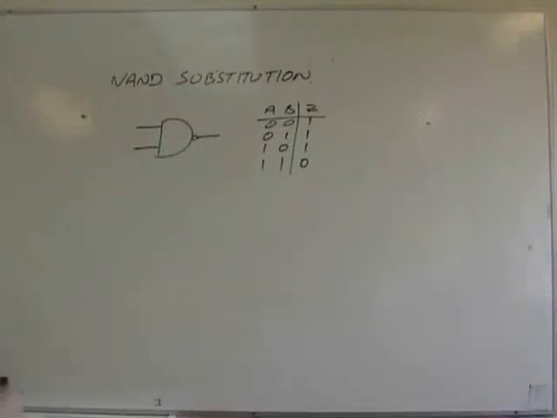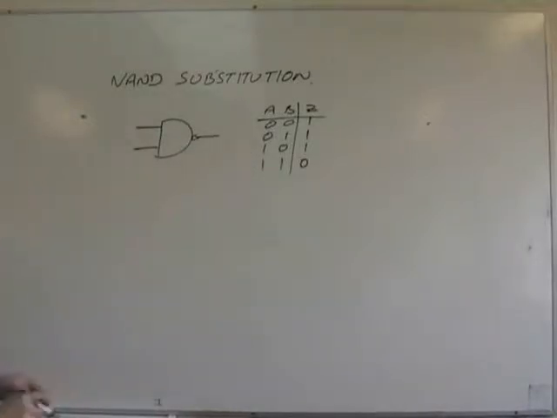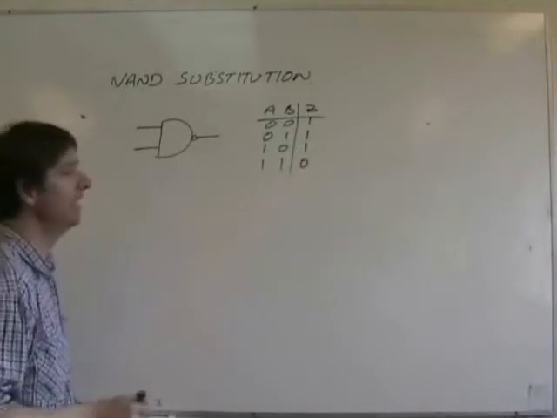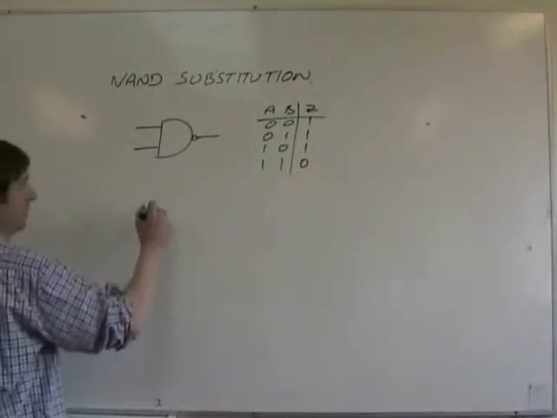NAND substitution. There's a symbol for a NAND gate, and there's its truth table. The NAND gate is just the absolute opposite of an AND gate. Now we can do some clever things with a NAND.